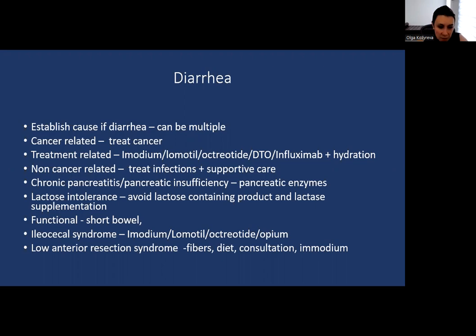Pancreatic enzymes are available. You can find Festal, you can find Zestal. We also have several brand names, usually expensive compared to Europe, even though it's a kind of straightforward medication. It's not a monoclonal antibody. It's basically just dried pancreas of the cow.